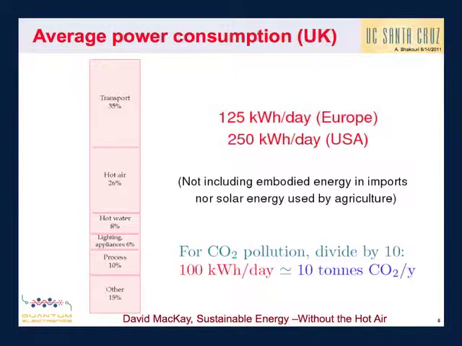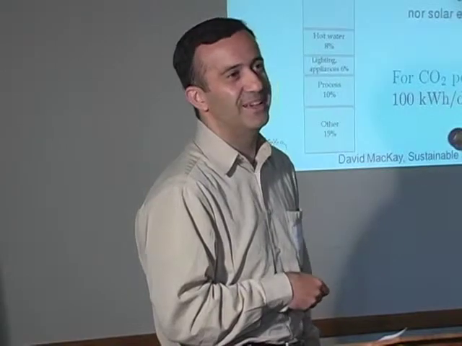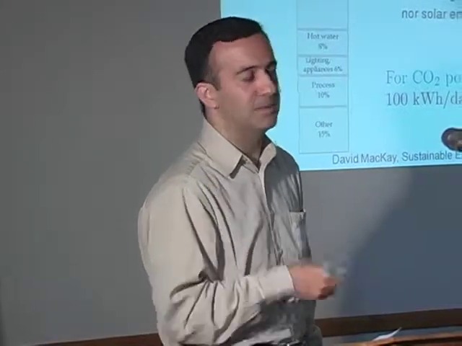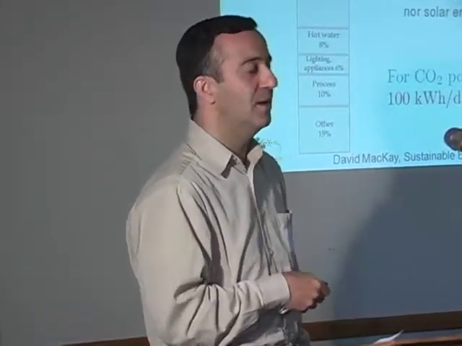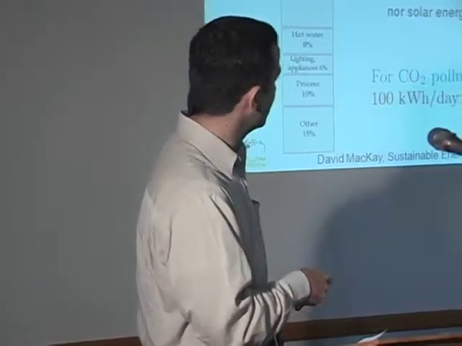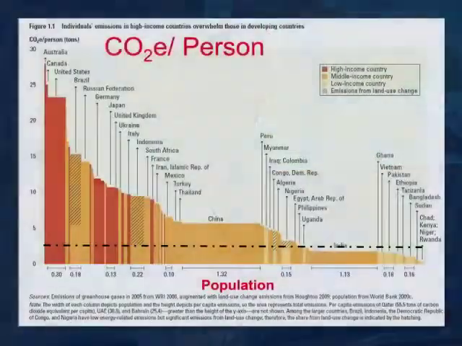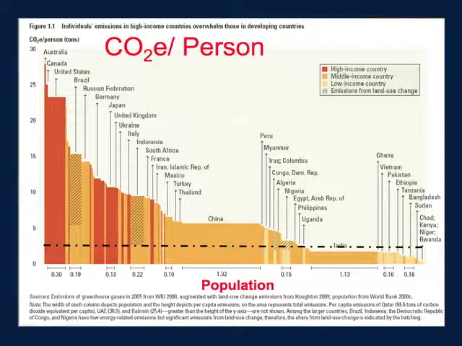Why is it this much carbon emission? Because the energy that we use comes from burning fossil fuels, either petroleum or coal in coal power plants and other sources. So these are the numbers. Where is the US compared to the rest of the world?